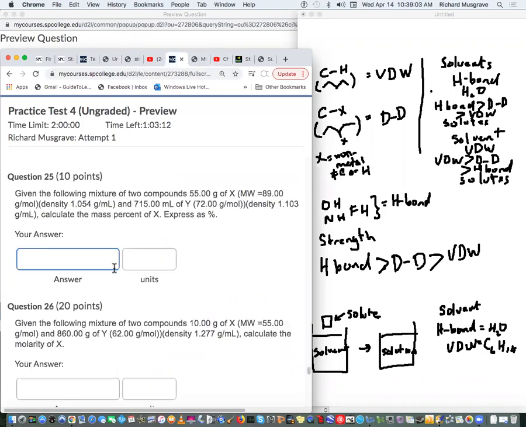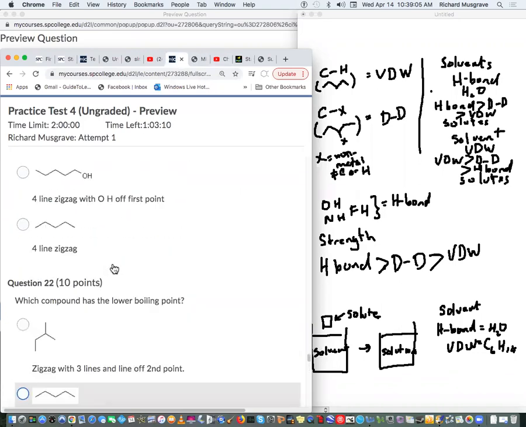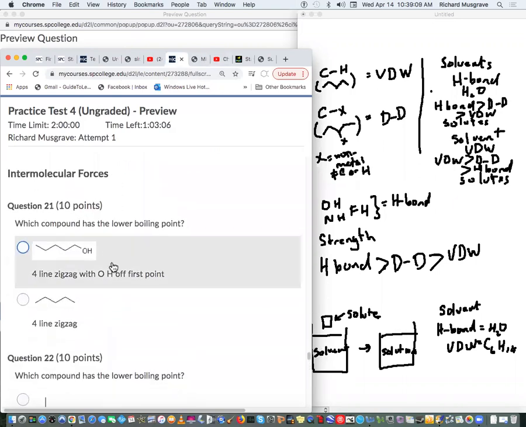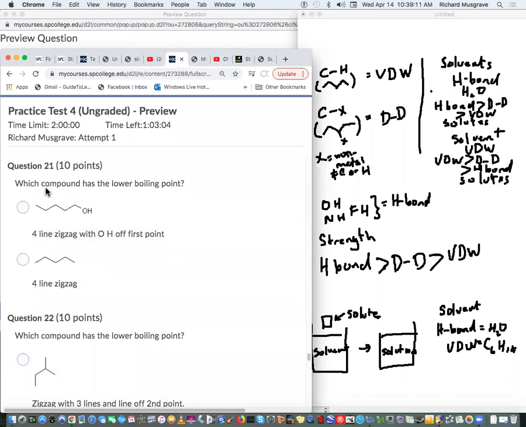All right, let's take a look at some examples on the test here. And we're starting here at intermolecular forces. So which of these compounds has the lower boiling point? I look at the top one, I see that that is hydrogen bonding. I look at the bottom one, I see that that's Van der Waal. So the answer would be the Van der Waal one. Does anybody have any questions?